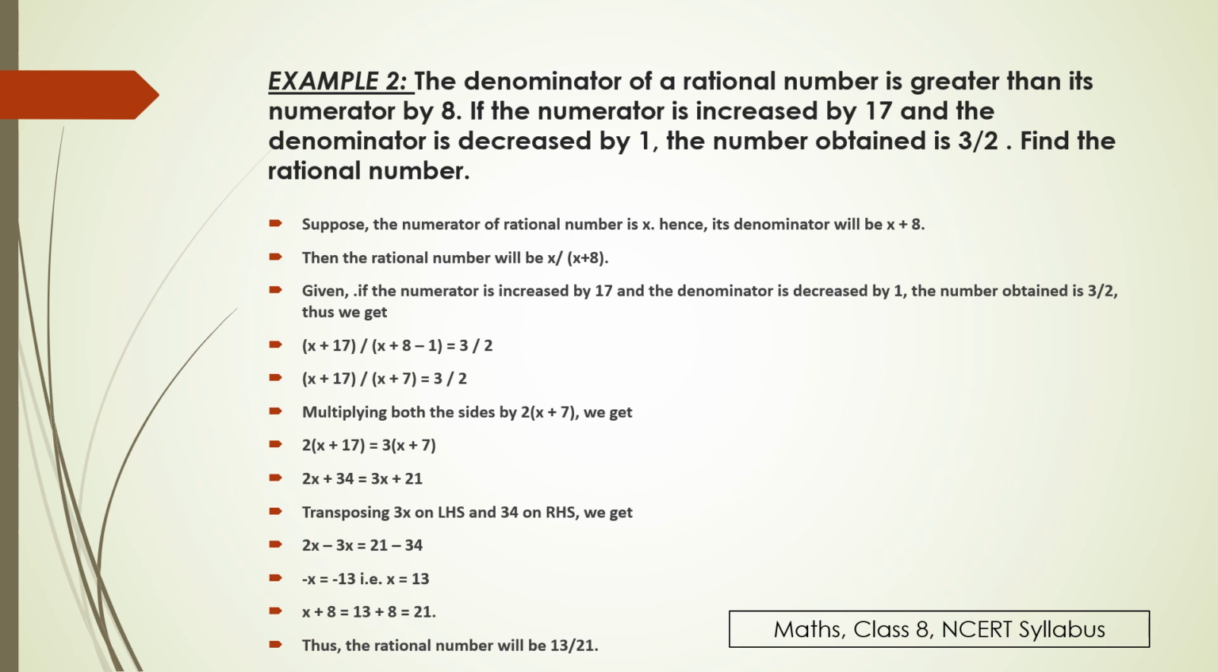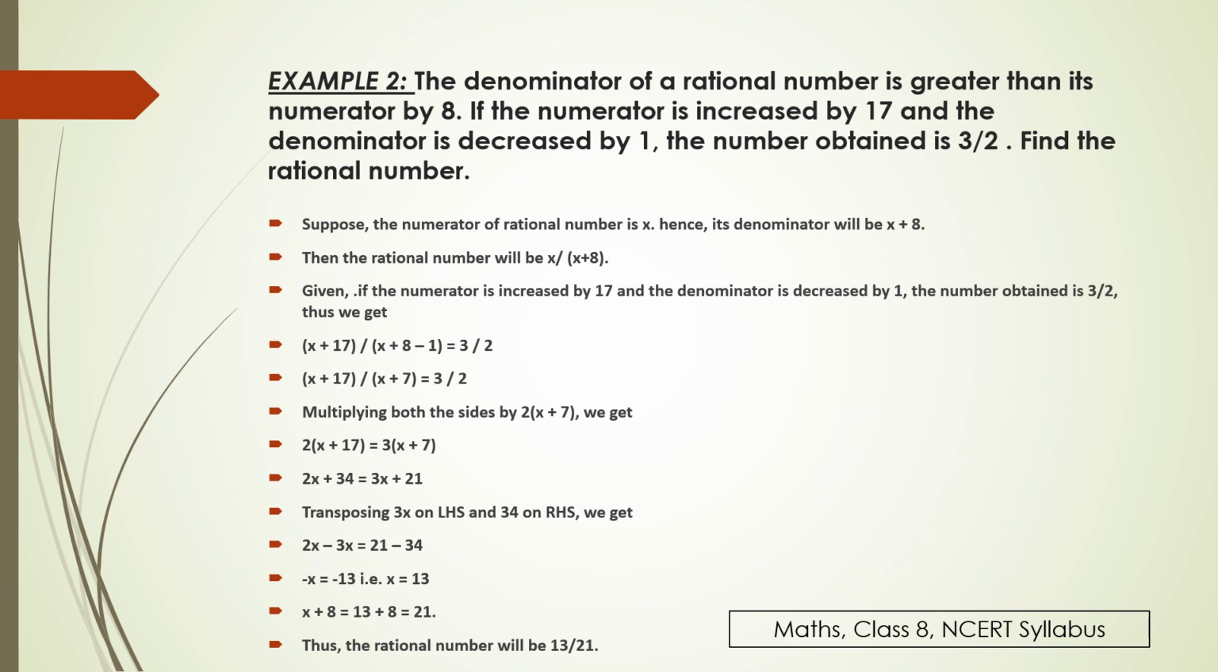Let's try to form the equation first and then solve it. Suppose the numerator of the rational number is x. Hence, its denominator will be x + 8. Then the rational number will be x/(x + 8). The second given condition is, if the numerator is increased by 17 and the denominator is decreased by 1, the number obtained is 3/2. Thus we get (x + 17)/(x + 8 - 1) equal to 3/2. This will simplify to (x + 17)/(x + 7) = 3/2.